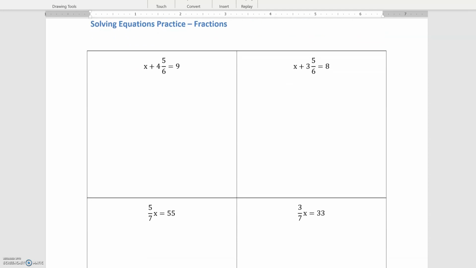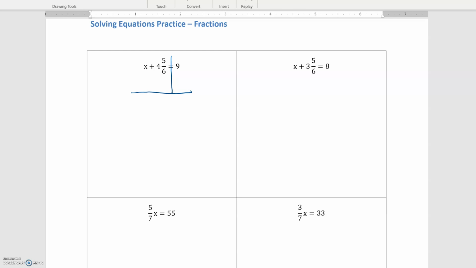We're going to do the top left together, and you will do the top right on your own. So let's look at this first question here, where it says x plus 4 and 5/6 equals 9. I'm going to show you a strategy for how we're going to solve this. I can do the same thing on both sides of the equal sign to maintain equality and somehow isolate the variable x.